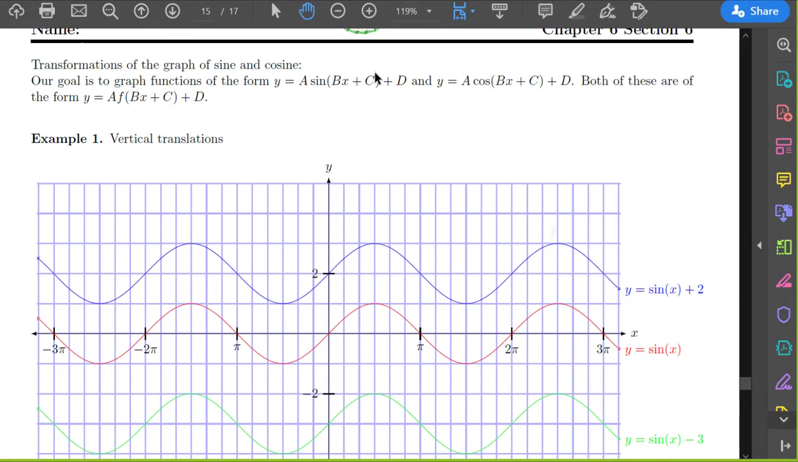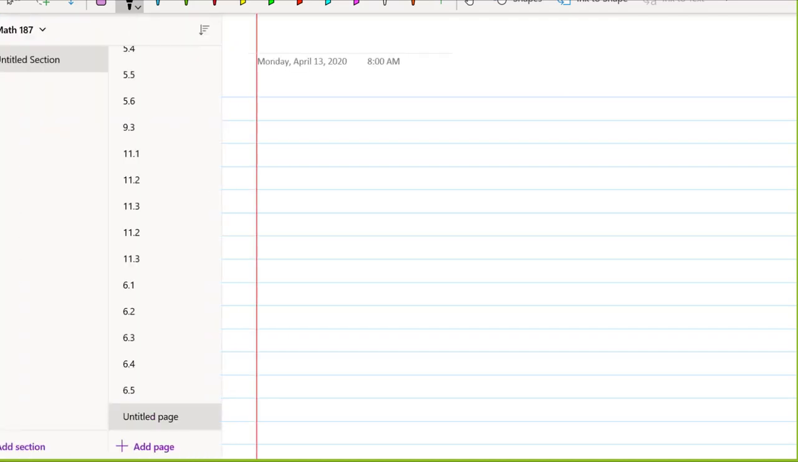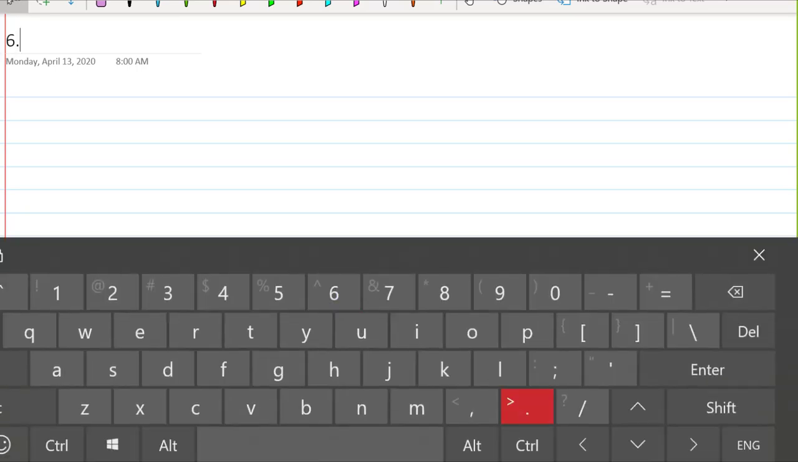So before we dig into example 1, it says transformations of the graph of sine and cosine. Our goal is to graph functions of the form y equals a times sine of bx plus c, plus d, and similar for cosine. Both of these are of the form, and this is where the stuff from chapter 2 comes in, y equals a number times f composed with something plus something else. So the first thing we want to talk about is vertical transformations.